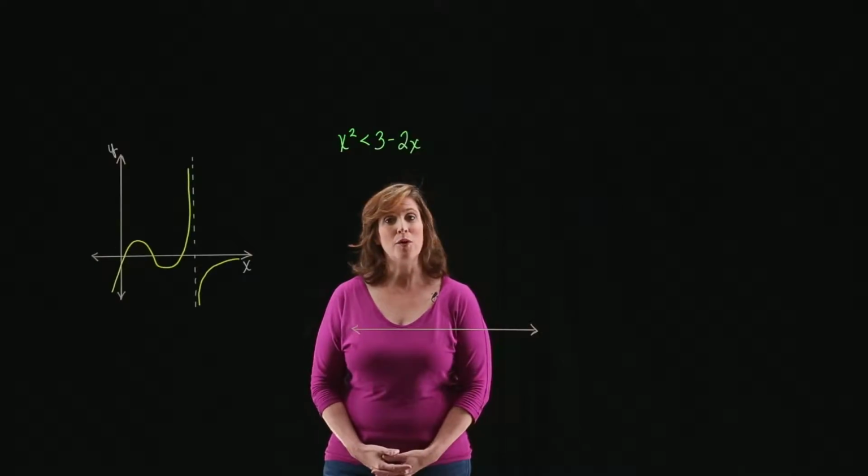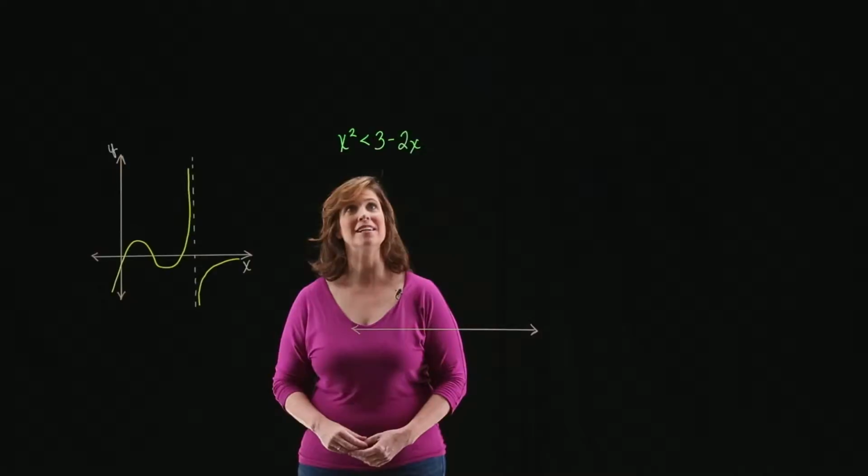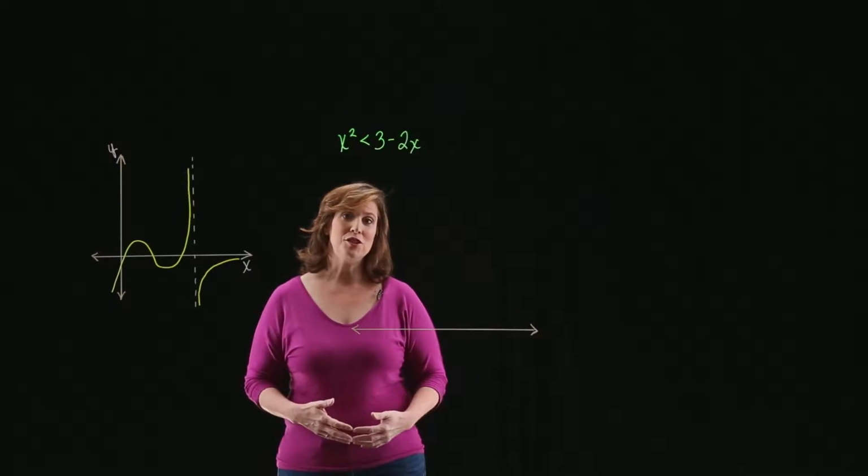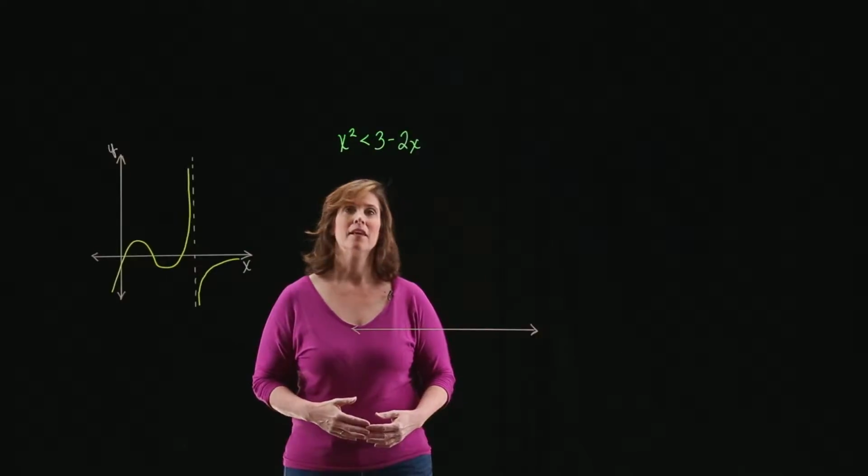Hi everyone, I'm Cheryl. In this problem, we're going to solve the inequality x squared is less than 3 minus 2x. And then we're going to graph the solution set.